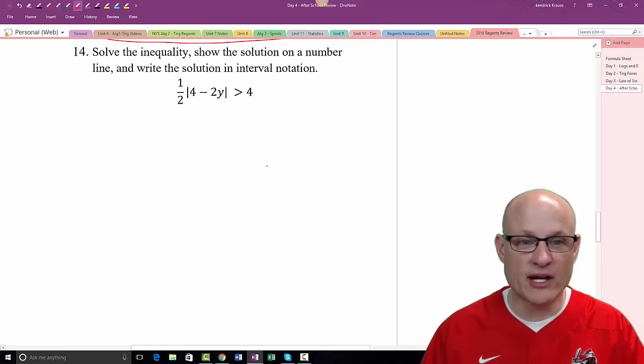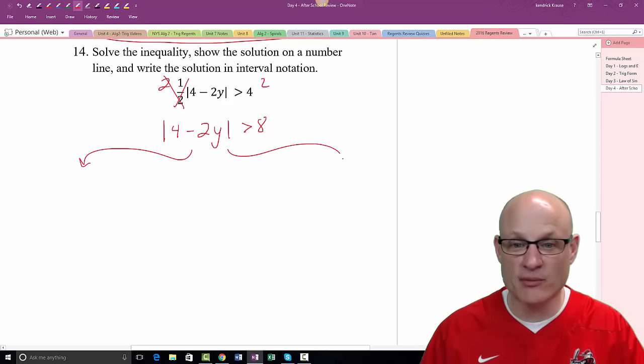14. First thing I'm going to do is get rid of this half. I'm going to isolate the weird thing. So I end up with the absolute value of 4 minus 2y is greater than 8, because I just got rid of this half. Isolated the weird thing. Now I'm going to split it up.